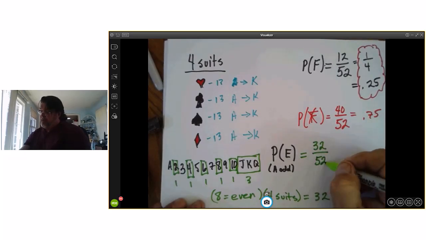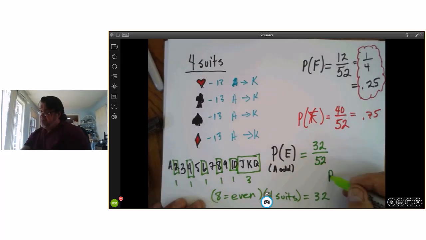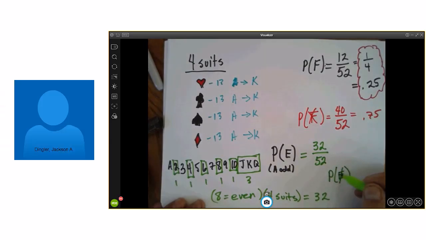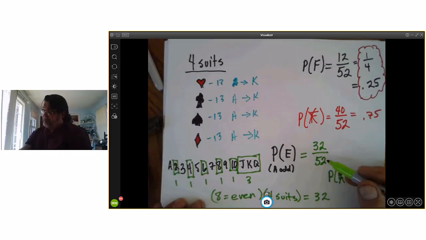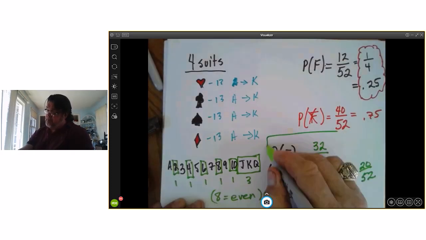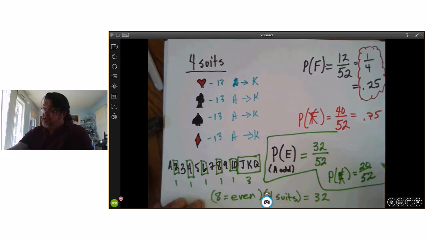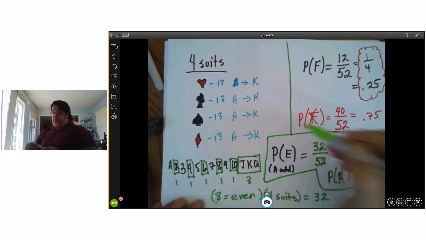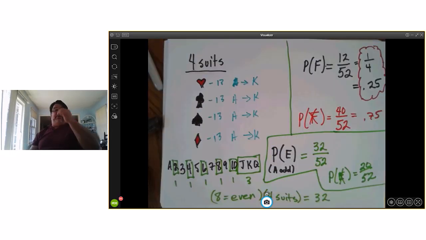What is the probability of not even? What's 32 from 52? 20 over 52. So there's 2 test questions right there. Probability of a face card and the probability of an even card. Again, you have to know the cards.